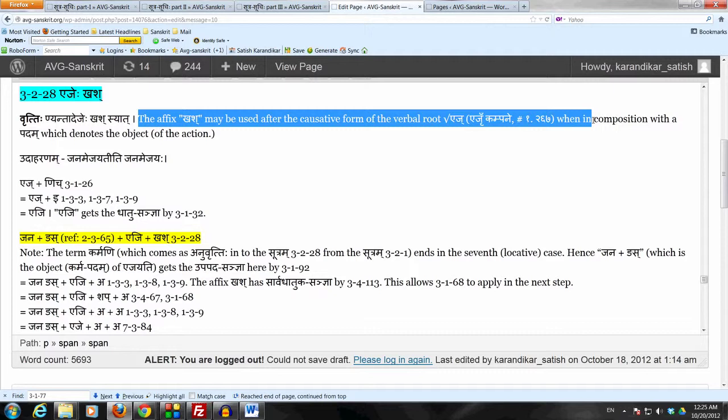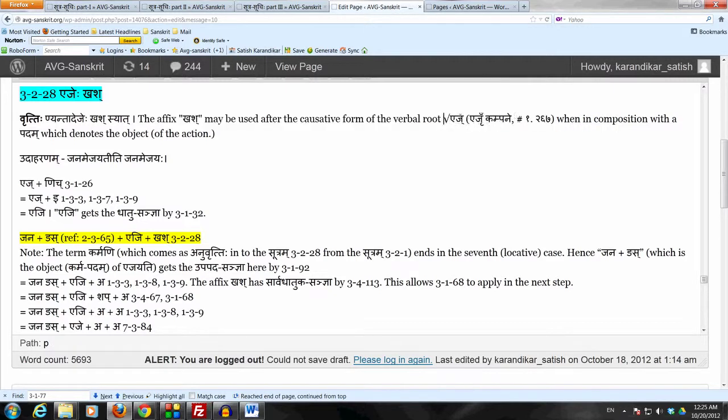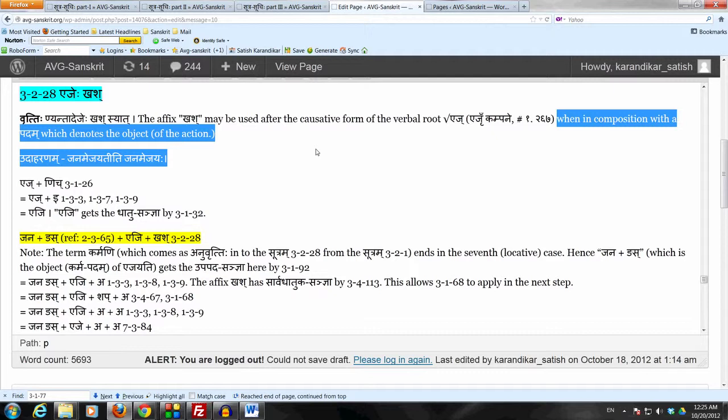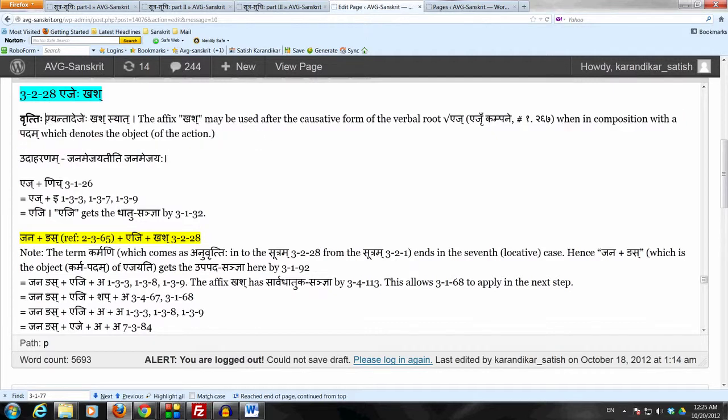Ejru kampane is in the bhvadigana, meaning to tremble. So the causative form means to make someone tremble. And this affix may only be used when we have an upapadam, which is the object, the karma. So that is the condition for using this affix khash with a causative form of the dhatuhu ejru kampane.